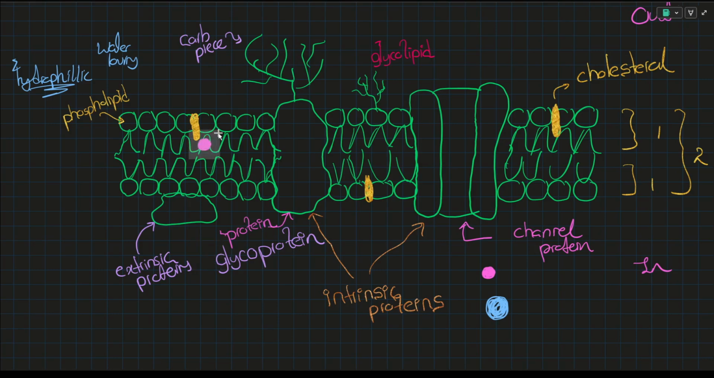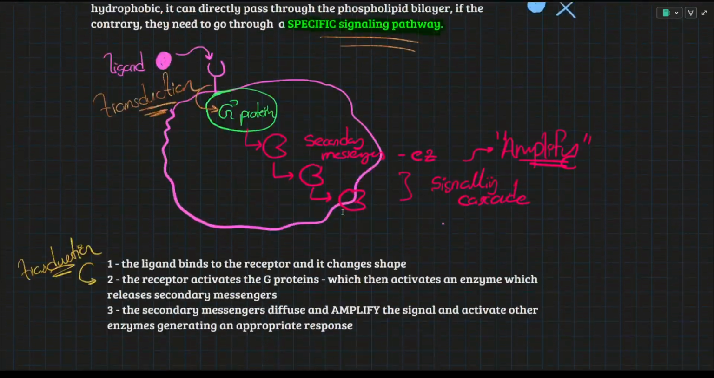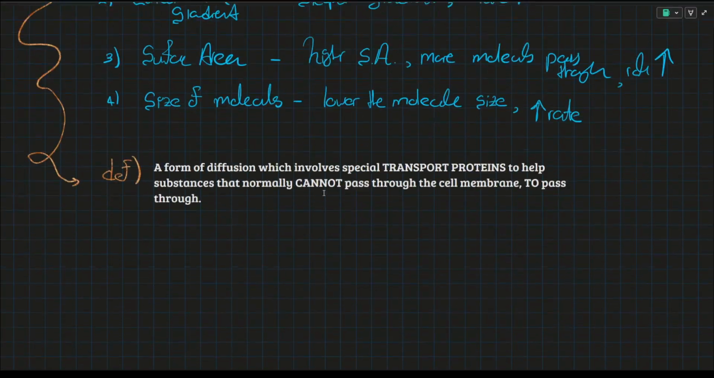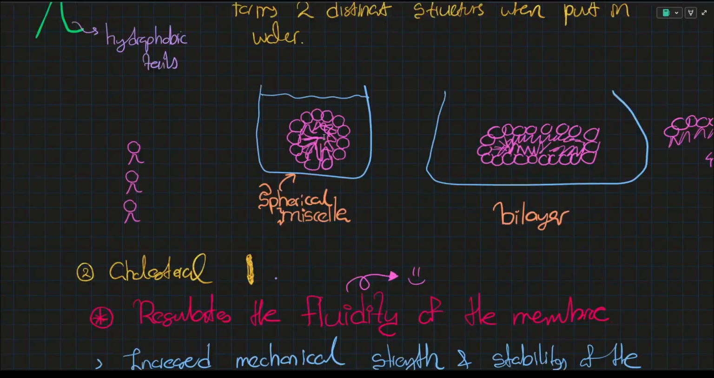Why and how, you'll get more information from the previous videos, but just know that hydrophobic molecules can pass through. But if you are a hydrophilic, water-loving molecule, you just cannot pass through the cellular membrane. It's not possible. You have to go through special channel proteins. If you are doing that, the process that you are undergoing is known as facilitated diffusion.